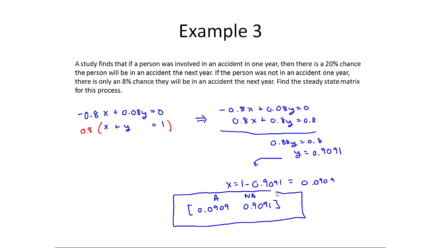So this means once the system reaches this point, where about 9.1% of people are having accidents and the rest aren't, then the system will no longer change based on these numbers. If you multiply this times the transition matrix, you will get the same numbers right back. So once it reaches this state, it calms down, it stops changing. And so we don't have a situation where it always goes up forever. Eventually it levels out. Again, this process will always be the same. Anytime we want to find the steady state matrix, we'll go through this process.